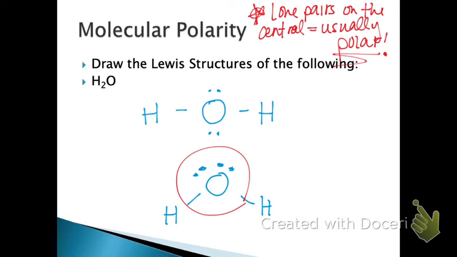Okay, it's not 100% tried and true, but most of the time, when we've got lone pairs on the central atom, that molecule is going to be considered polar. So we've answered that part. We already said its molecular geometry is bent. It's got four domains, 1, 2, 3, 4. And how many of those are lone pairs? Two. So do we see bent on our sheet? Right, might have to flip it back over, but it's bent.